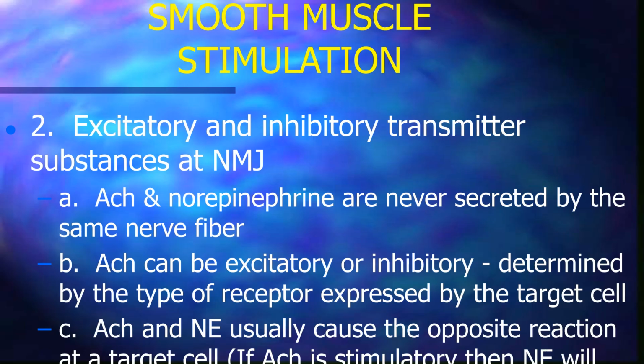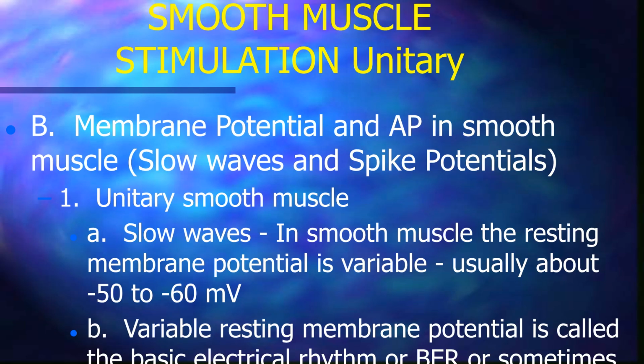We now examine membrane potential and action potentials in unitary smooth muscle, which includes slow waves and spike potentials. In unitary smooth muscle, the resting membrane potential is variable, usually between -50 to -60 millivolts. This variable resting membrane potential is called the basic electrical rhythm, or BER, sometimes referred to as slow waves.